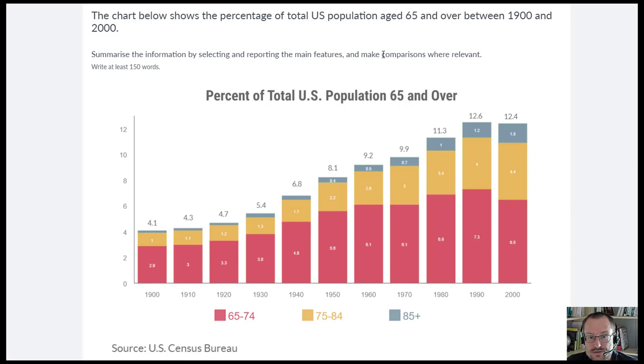What IELTS needs us to do, it says make comparisons where relevant. To make meaningful comparisons, we have to talk about percentage. So what is the percentage difference between 4.1% and 12.4%? Well, this is basically triple. Okay, and if something triples in size, 4 times 3 is 12, basically tripled in size.